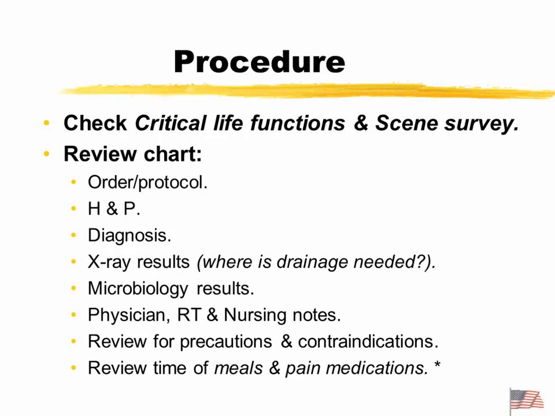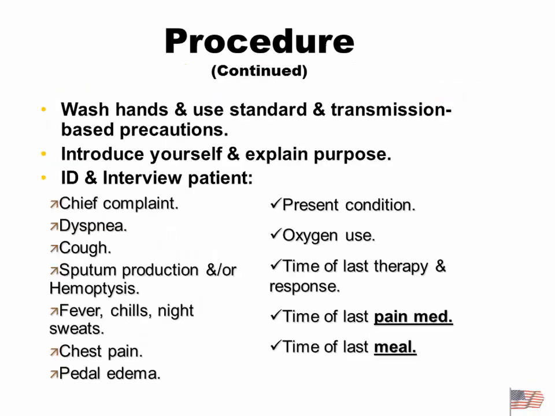So as far as the critical life functions and scene survey, that goes with all the performance evaluations. We're going to review the chart specific to looking at the X-ray and the diagnosis. Look at any other precautions and contraindications. Obviously, as I mentioned, pain medications. I'm trying to time that, but also we're positioning them so that they can be at an increased risk of aspiration if it's right after a meal, so you want to time it around that process also.